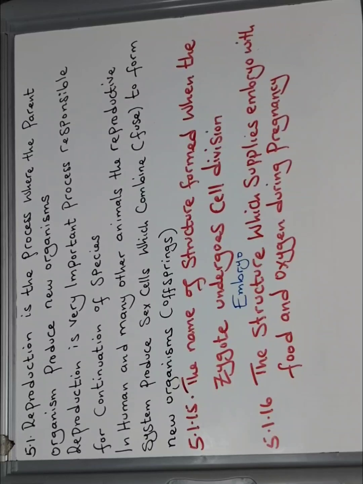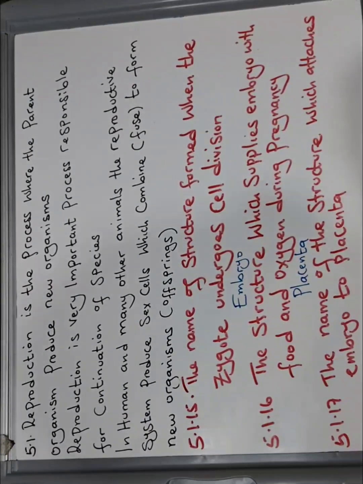The structure which supplies embryo with food and oxygen during pregnancy. What do we call that one? We call it placenta. The name of the structure which attaches embryo to placenta. What do we call that one? We call it umbilical cord.